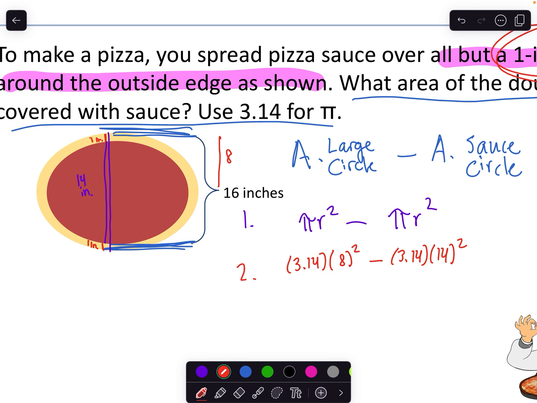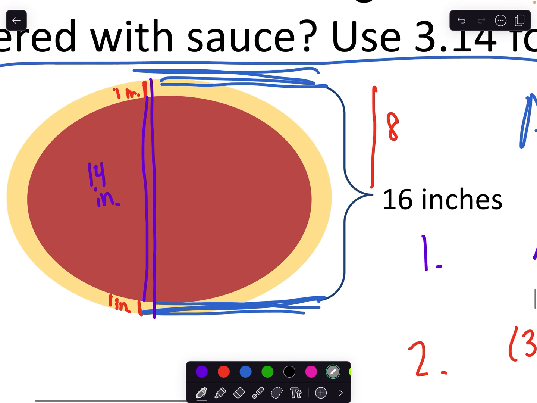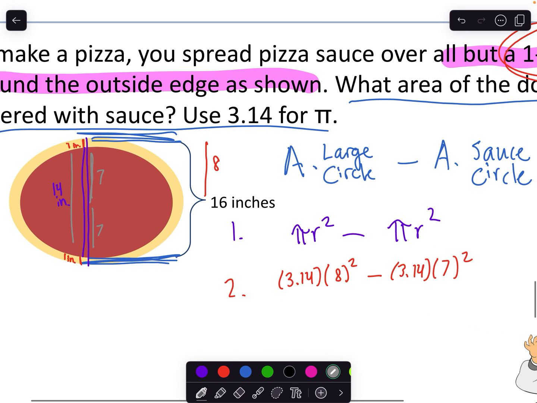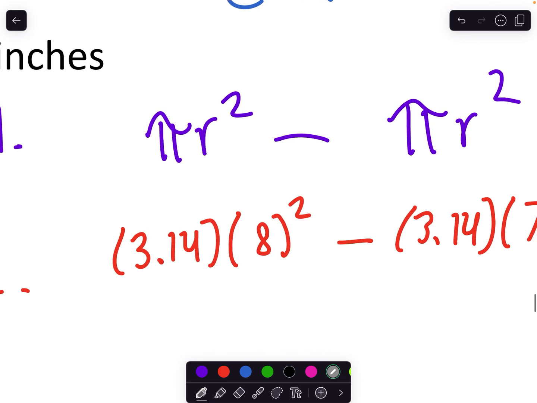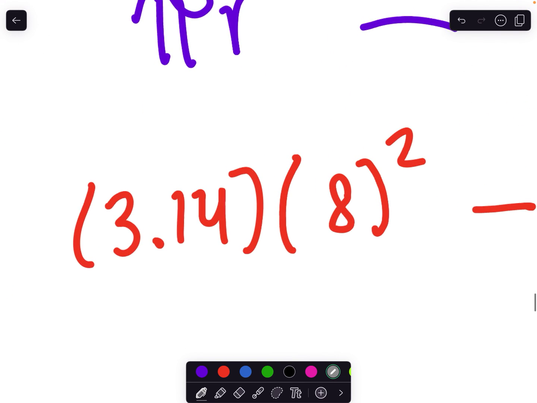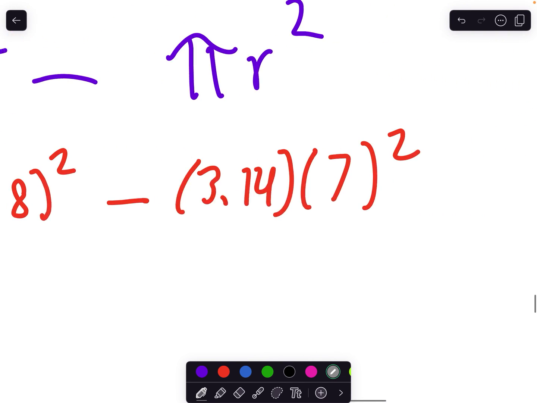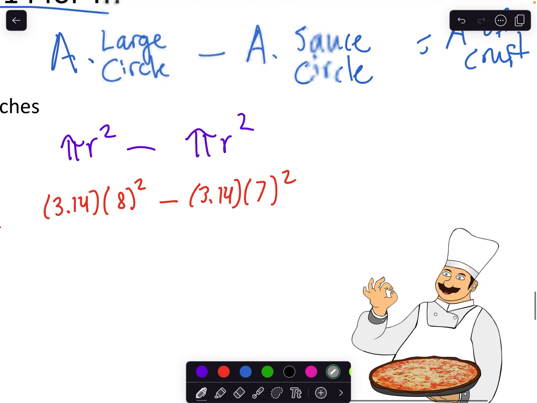Oh, wait, hold on. I made a mistake. Sorry, I just realized. If that's a 14 diameter, then the radius would be 7, right? Glad I caught that before I got too far. This would be 7, and 7 makes 14. Okay, so this makes sense, right? Because bigger pizza, larger radius. The small sauce part, smaller radius.